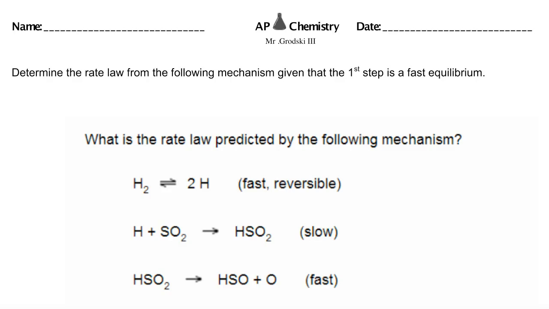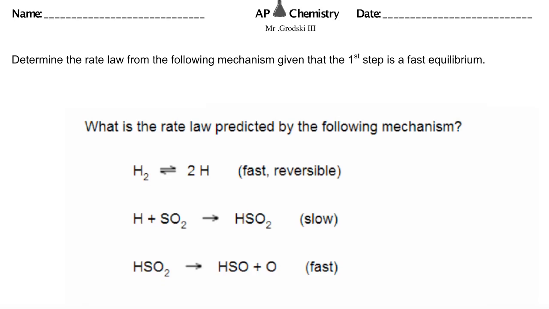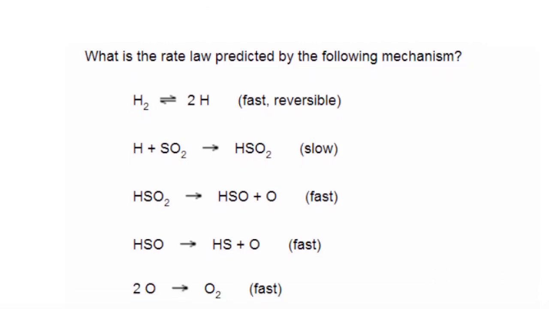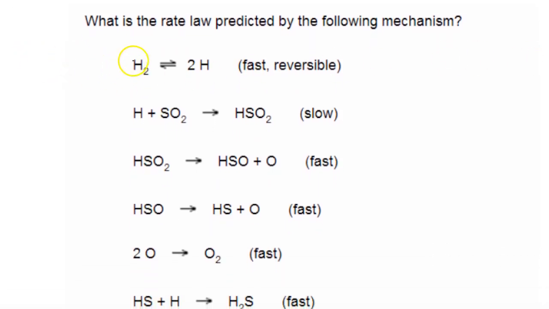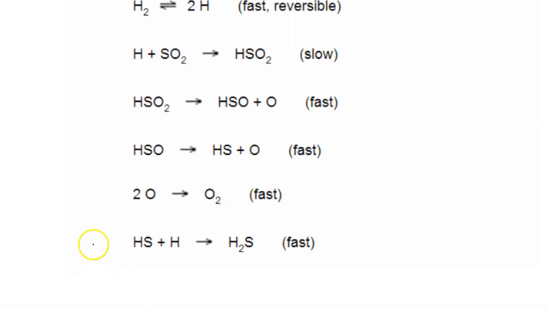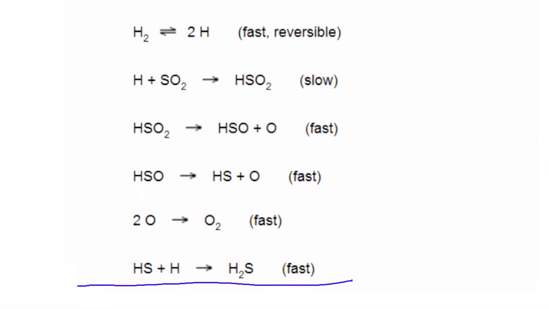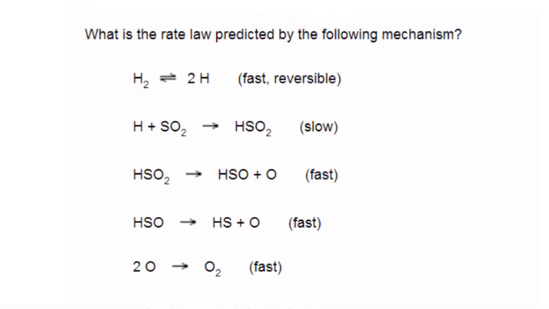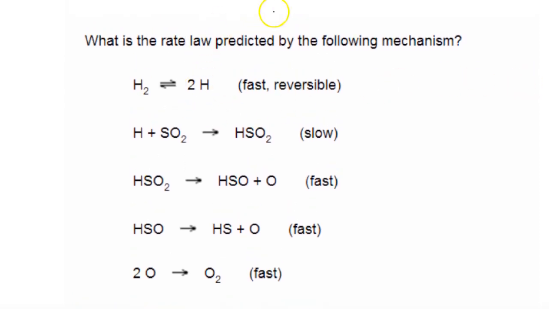So what we're doing is we're evaluating proposed mechanisms, which are nothing more than individual elementary steps. And from all the steps of a process that gives us an entire reaction, what we're trying to do here is determine what the rate law would be from this proposed set of steps in a chemical overall reaction. And today what we're dealing with is a fast reversible equilibrium. And how do we handle such a proposed mechanism?